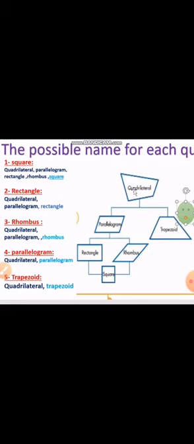Rhombus, rectangle, and also... okay, the rectangle holds any name above. The rhombus holds any name above. The parallelogram holds any name above it. The parallelogram is also called quadrilateral. Look at the trapezoid: it only holds one name, quadrilateral. I don't have any family below me, just trapezoid, quadrilateral.